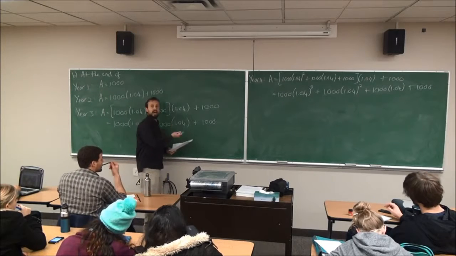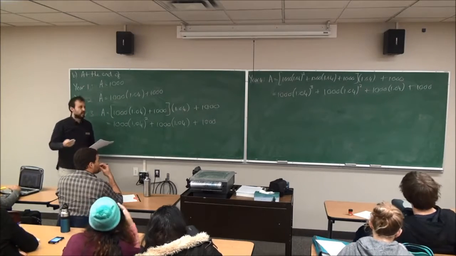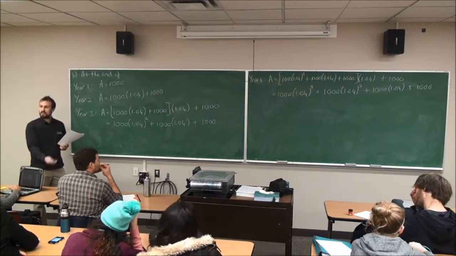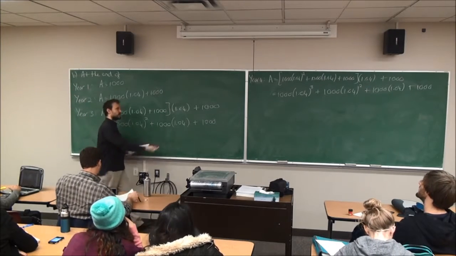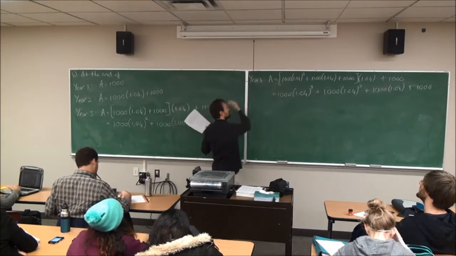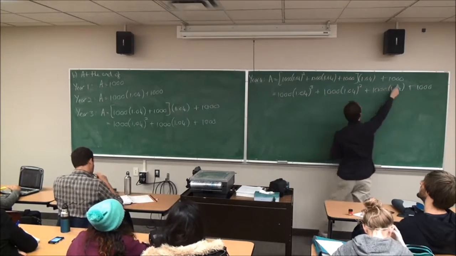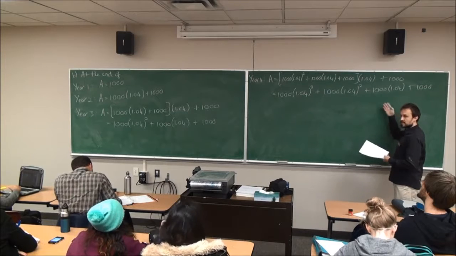This is my rule for how I'm investing my money. At the end of every period, I add another 1,000. So this previous amount gets interest, and I add my own. Next year, this previous amount gets interest, and I add my own again. So I'm giving it money every time.